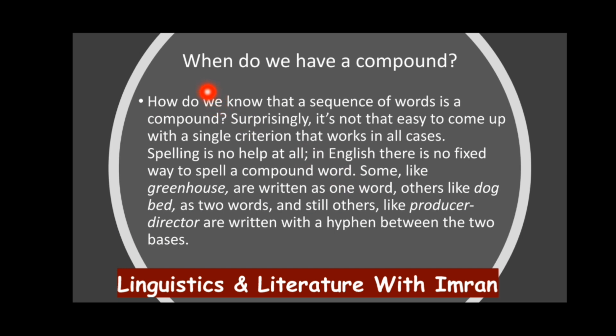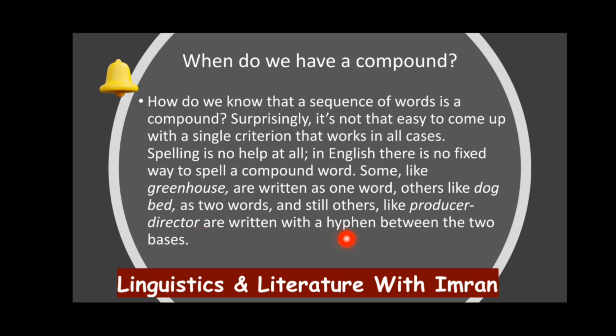Here we will discuss when we have a compound. How do we know that a sequence of words is a compound? Surprisingly, it is not easy to come up with a single criterion that works in all cases. How do we know whether this is a compound or a phrase? Spelling is no help at all. In English, there is no fixed way to spell a compound word. Some, like greenhouse, are written as one word, others, like dog bed, as two words, and still others, like producer-director, are written with a hyphen between the two bases.